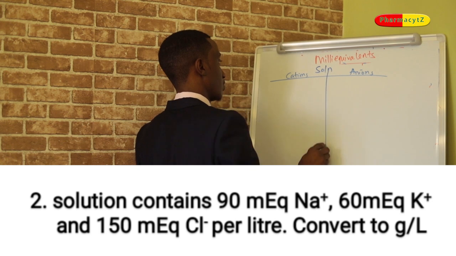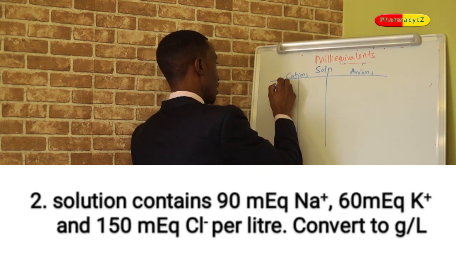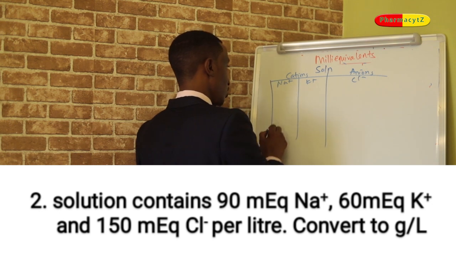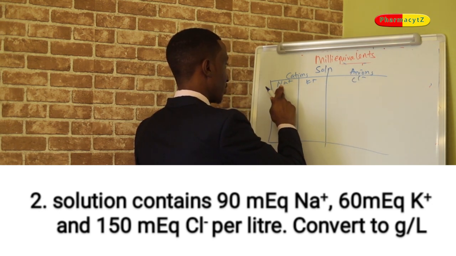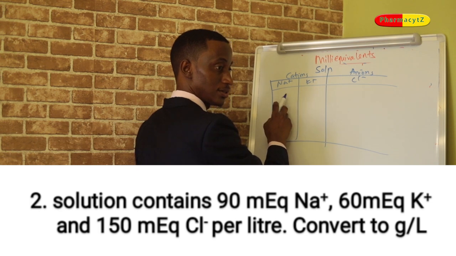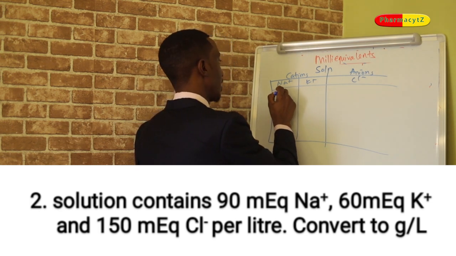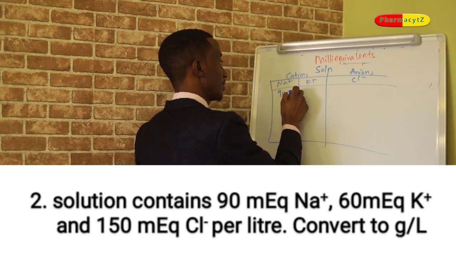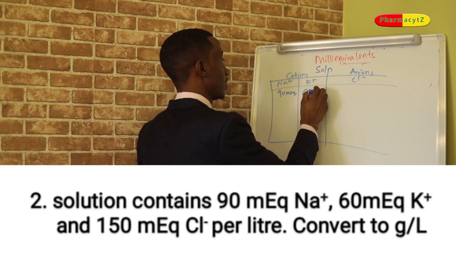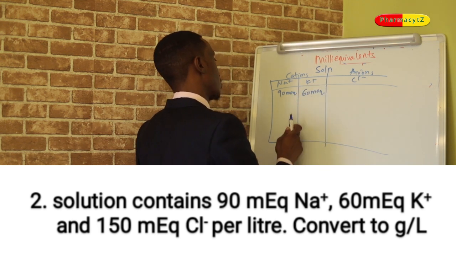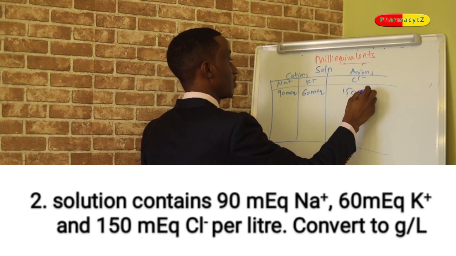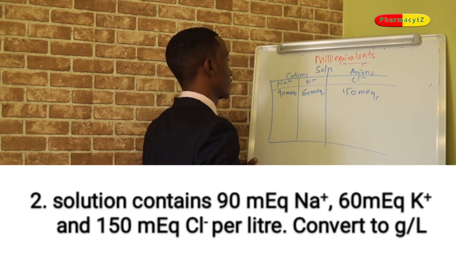So we have sodium, potassium, and chlorine. So probably chlorine came from sodium and potassium. So milliequivalents of sodium, we have 90 milliequivalents, and milliequivalents of potassium, we have 60 milliequivalents. So summing this, you get 150 MEQs of chlorine.